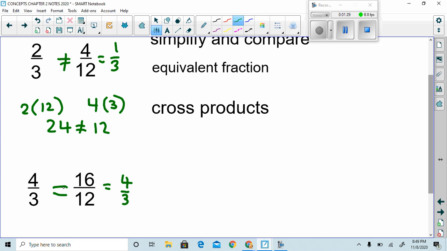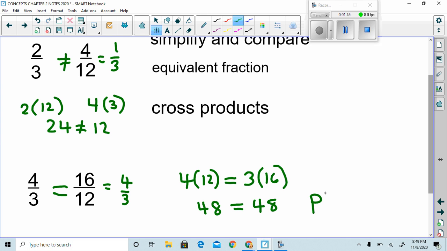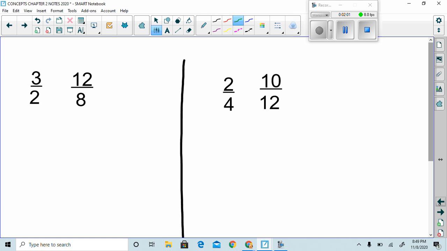Again, we can use cross products. We can multiply the extremes, 4 times 12. We can multiply the means, 3 times 16. When I multiply these out, I get 48 is equal to 48, so this is a proportion. So again, two methods to find out if two ratios form a proportion. What happens when we look at perhaps another example or two?